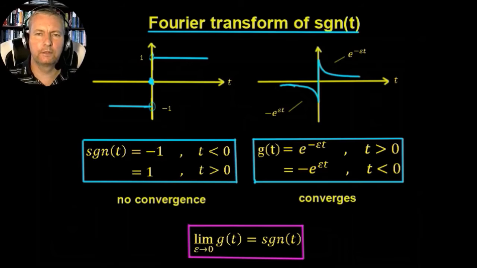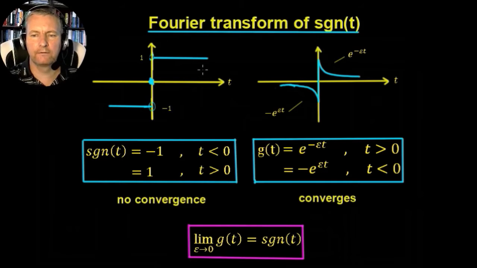In order to find the Fourier transform of the unit step, we're going to have to find the Fourier transform of the function a half plus a half signum t. So let's look at the Fourier transform of the signum t function first of all. The signum function is defined as minus 1 when t is less than 0, it's 1 when t is greater than 0, and it's defined as 0 when t equals 0.